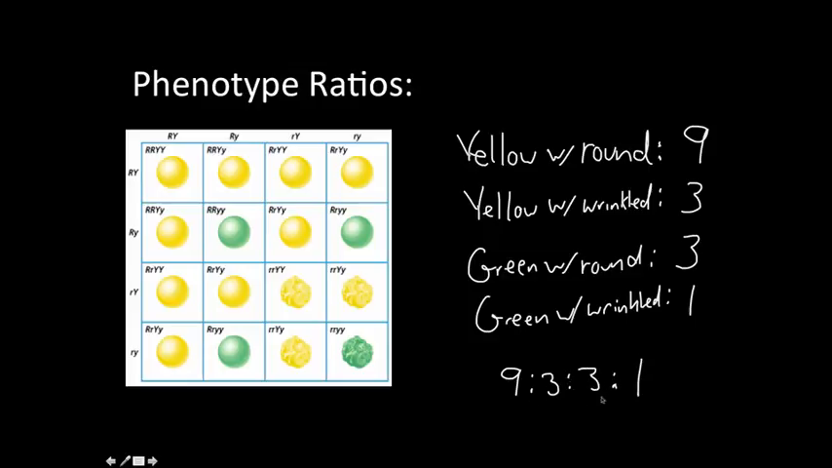So that's our expected phenotype ratio if we were to cross 2 heterozygotes in a dihybrid cross. Now, go ahead and try example number 2, and we'll be checking that in class.